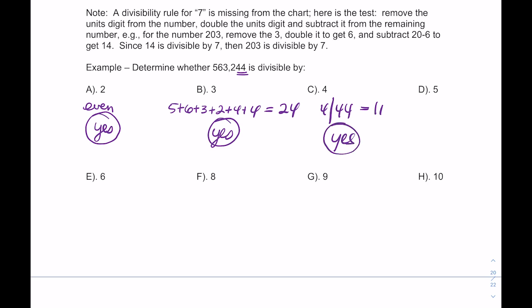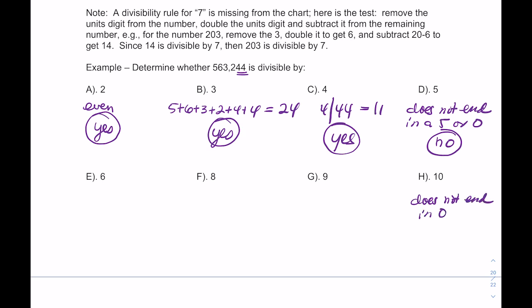5 and 10 are the easiest. So for 5, it has to end in a 5 or a 0, and it doesn't. So it does not end in a 5 or 0, so that's a no. And if I skip to H, it would have to end in a 0 for it to be divisible by 10, which it does not. So therefore, that's a no also.